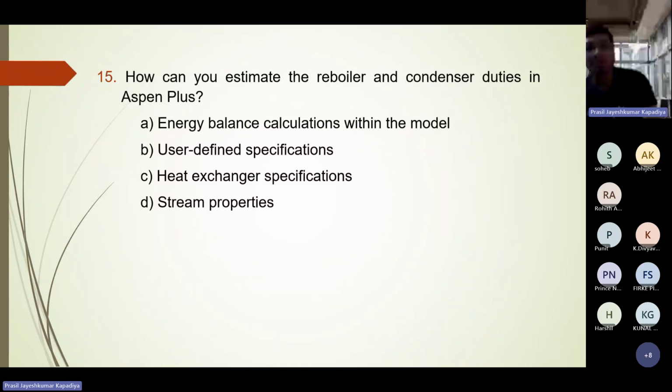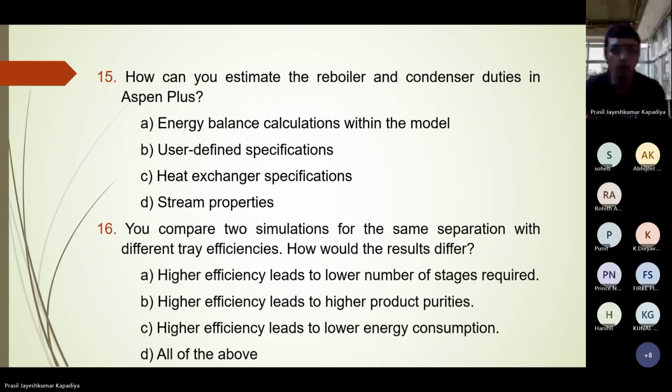Okay. How can you estimate the reboiler and condenser duties in Aspen Plus? It calculates by itself, but how does it calculate? Energy balance. Yes, it estimates both duties from the energy balance. Okay. You compare two simulations for the same separation with different tray efficiencies. How would the results differ?